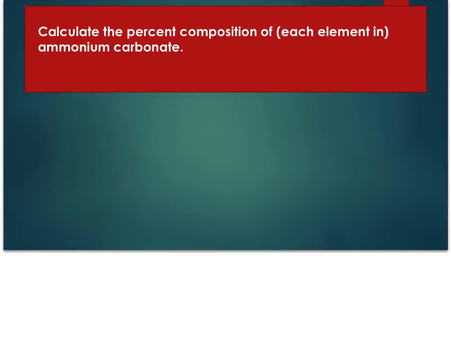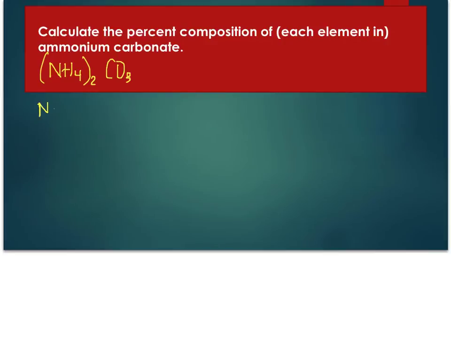In this example, we're asked to calculate the percent composition of each element in ammonium carbonate. Now, you will see if it asks you to calculate the percent composition of ammonium carbonate, it means each element. I put this in here so that you can understand that if I ask you to calculate the percent composition of ammonium carbonate, it means for each element. So the first thing we need to do is write the formula for ammonium carbonate. That is (NH4)2CO3. So you should know this by now.